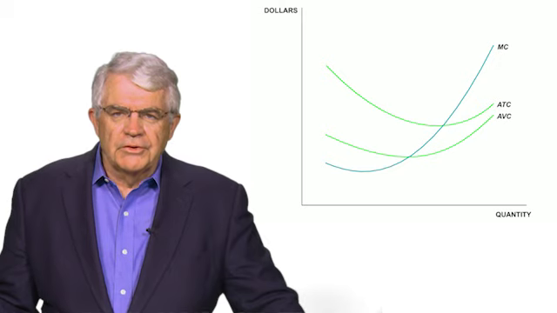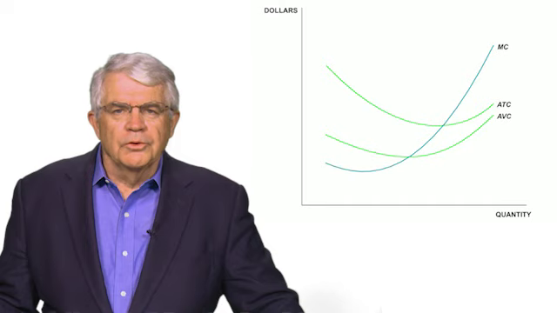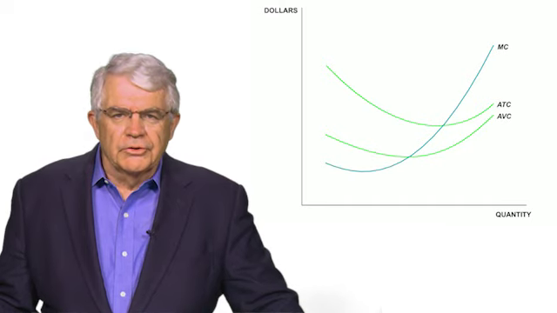Now let's first make this cost curve structure diagram go to work to find the profits of a firm that's operating in a competitive industry. So to do this, we're going to work the following way.